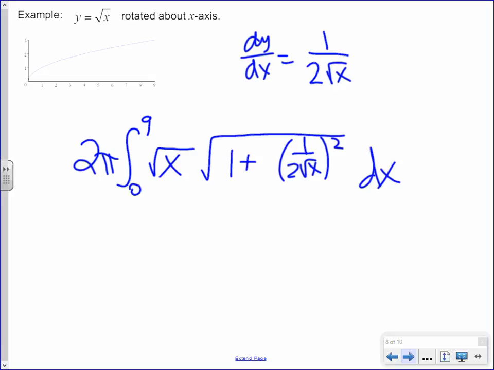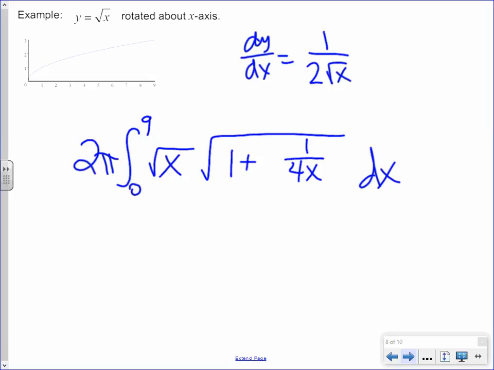So we're rotating around the x-axis. Not only could we find the volume of this figure, but now we're finding the surface area. Now, this is one we can do by hand. To save some room, I'm going to go ahead and rewrite this. What can we rewrite this as? 1/4x.